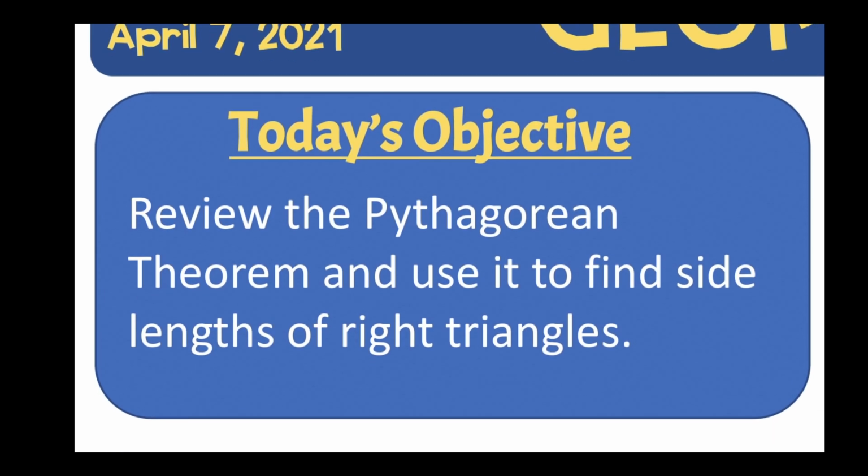And so it is Wednesday. It is hump day, middle of the week, right? April 7th. And today's objective, we're going to review the Pythagorean Theorem and use it to find side lengths of right triangles. Okay. So today we're going to focus on just triangles that are floating in space that don't mean anything.